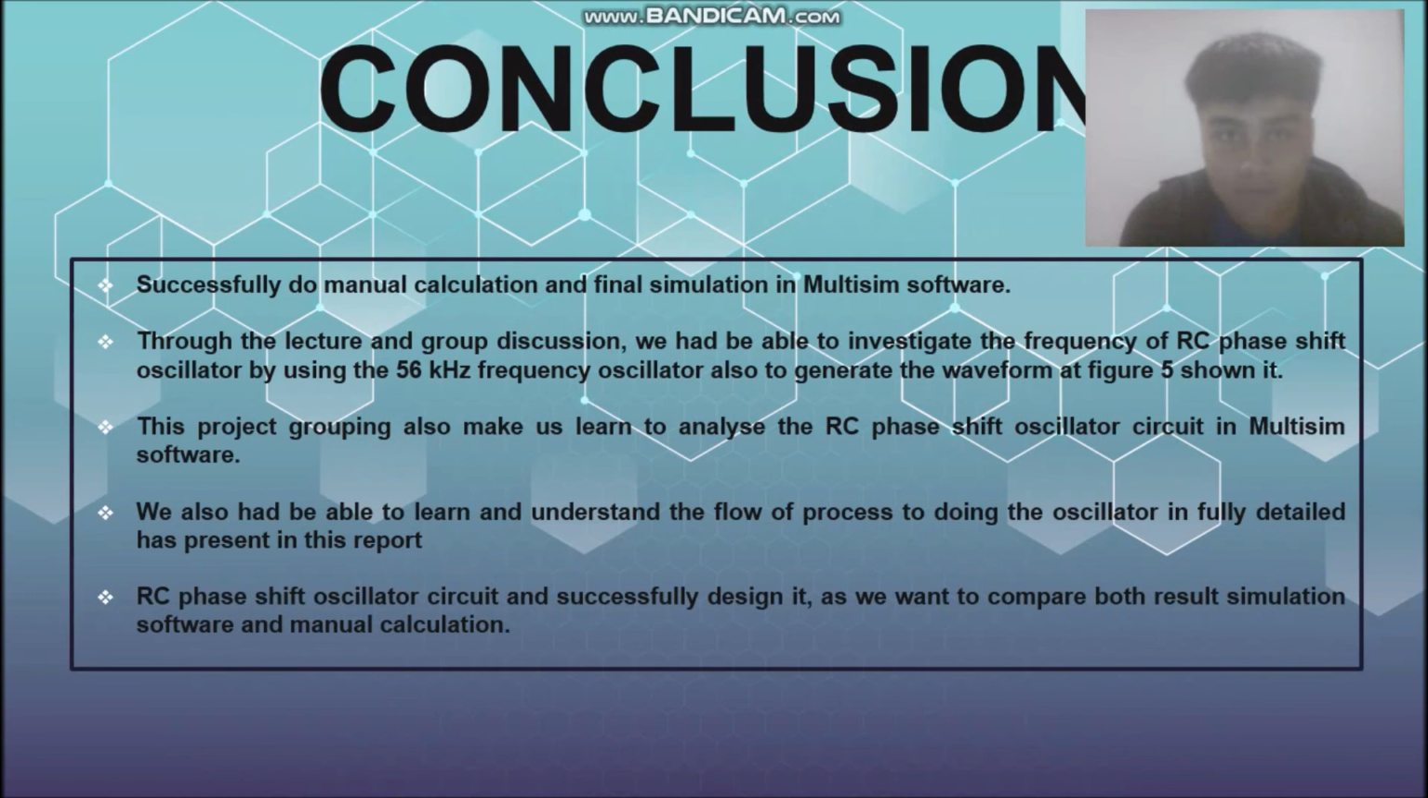So we move to the conclusion. To summarize our project, the first is that we successfully did the manual calculation and final simulation in Multisim software. The second is that through the lecture and group discussion we were able to investigate the frequency of the RC phase shift oscillator using the 55 kHz frequency oscillator, and also generate the waveform. As you can see, Figure 5 shows our waveform.